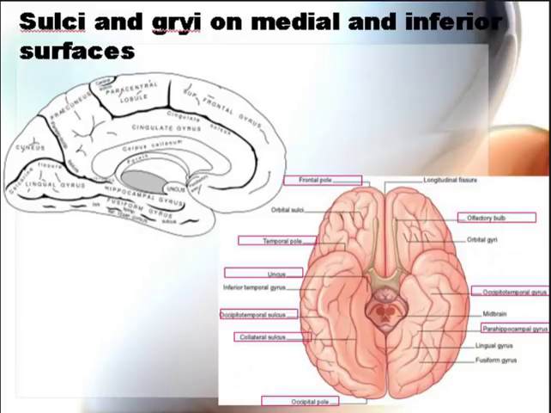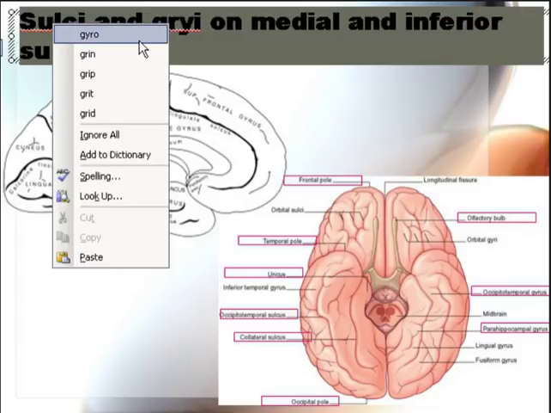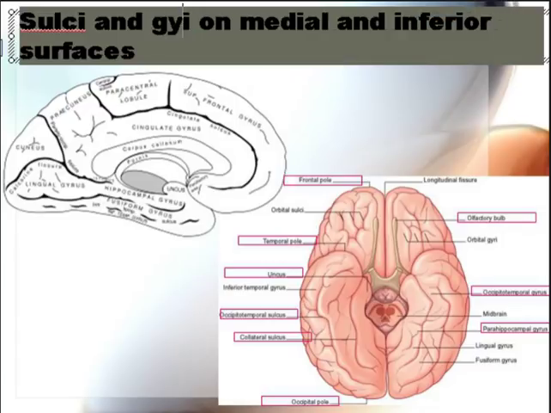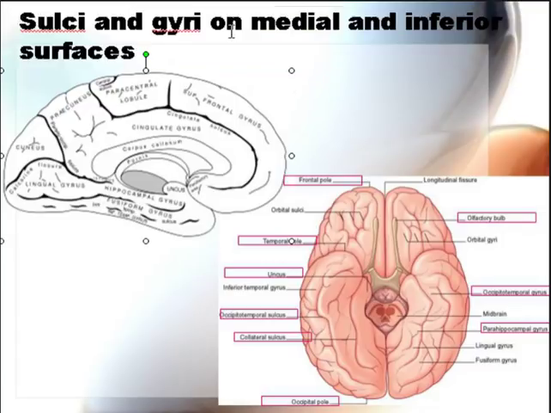And this actually needs to be corrected, so let me do that right here. So, gyri on the medial and inferior surfaces. Let's look at the medial surface. On the medial surface, you'll see a little bit of this central sulcus. Remember, I told you it started on the medial surface. So it starts here and then goes on to the lateral side.